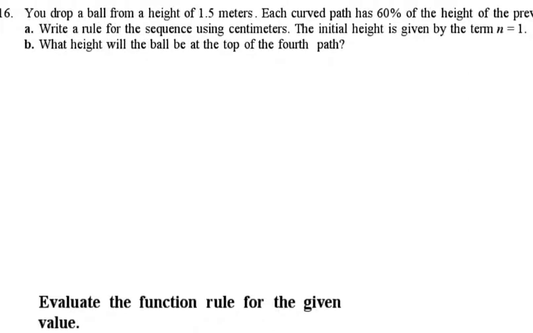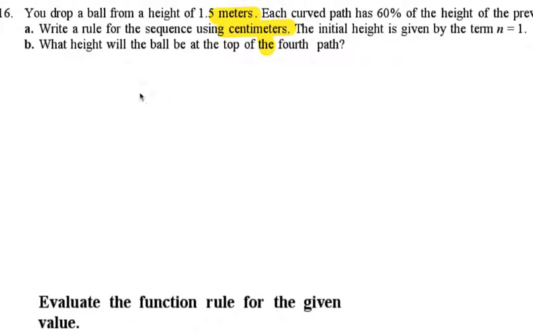All right, 16. You drop a ball from a height of 1.5 meters. Each curved path has 60% of the height of the previous path. Write a rule for the sequence using centimeters. Meters and centimeters. Oh, they tried to trick us. Not nice. The initial height is given by the term n equals 1. What height will the ball be at the top of the 4th path?